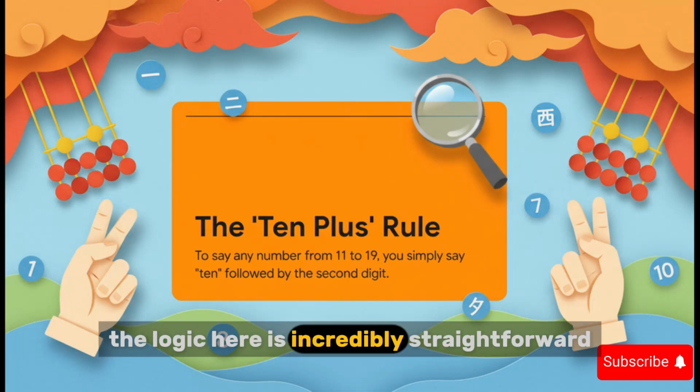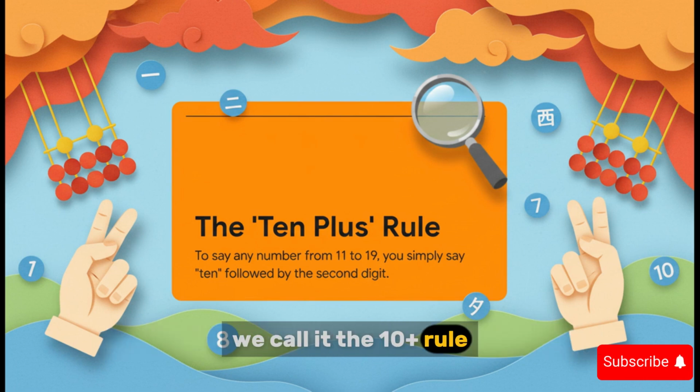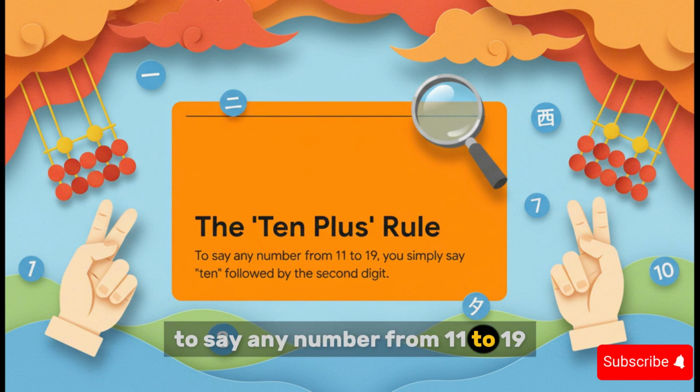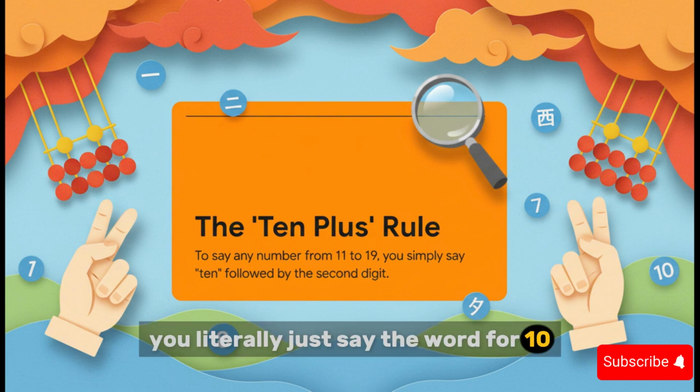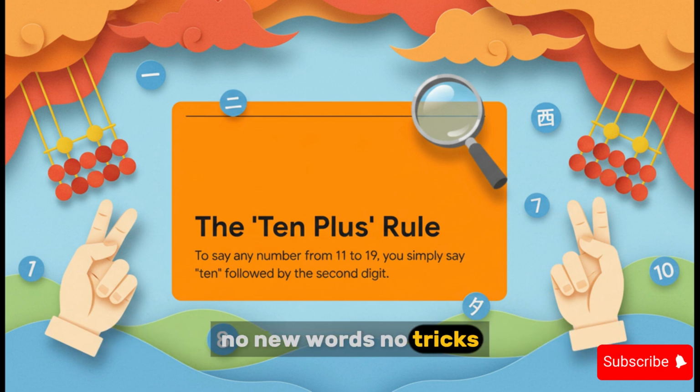The logic here is incredibly straightforward, almost like a simple math formula. We call it the 10+ rule. To say any number from 11 to 19, you literally just say the word for 10, and then you say the second digit right after it. No new words, no tricks.